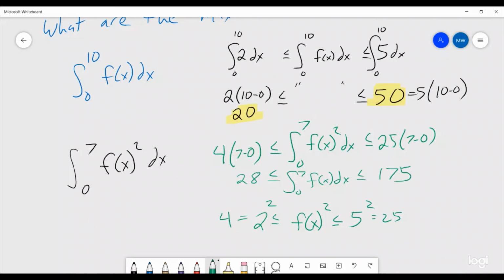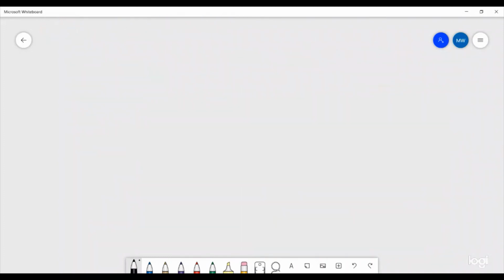Alright, so now we're going to move on to our very last topic of the video, and that is going to be the Fundamental Theorem of Calculus. FTC, Fundamental Theorem of Calculus. Now there's two of these, so we're going to start with the first part. So this is important to remember. What does the first part of the Fundamental Theorem of Calculus say?